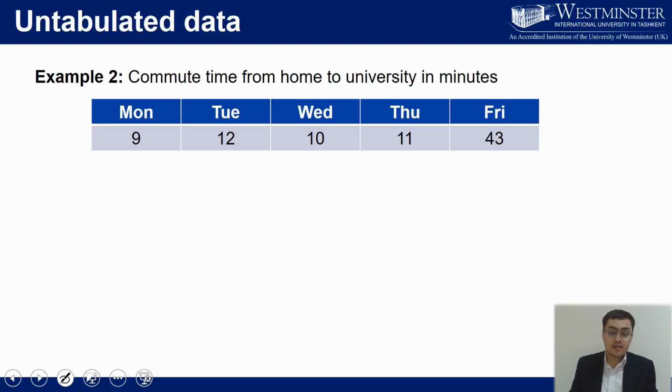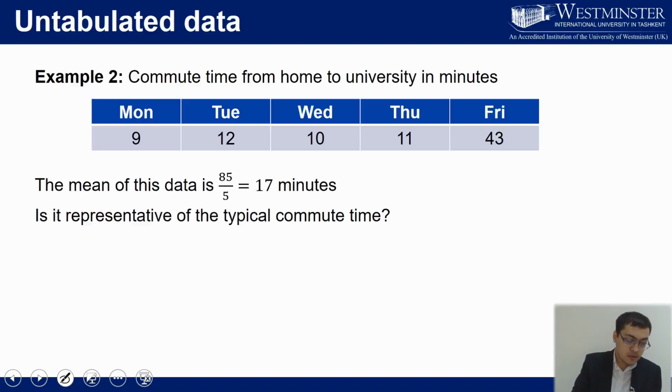Now, if we try to answer the question, what is the typical or the average commute time of the student using the mean, it's going to be a bit misleading. So let's try to compute the mean of this data. We take the sum of all the numbers that we have. It's 85. We divide by the number of observations. That's 5. We get 17 minutes.